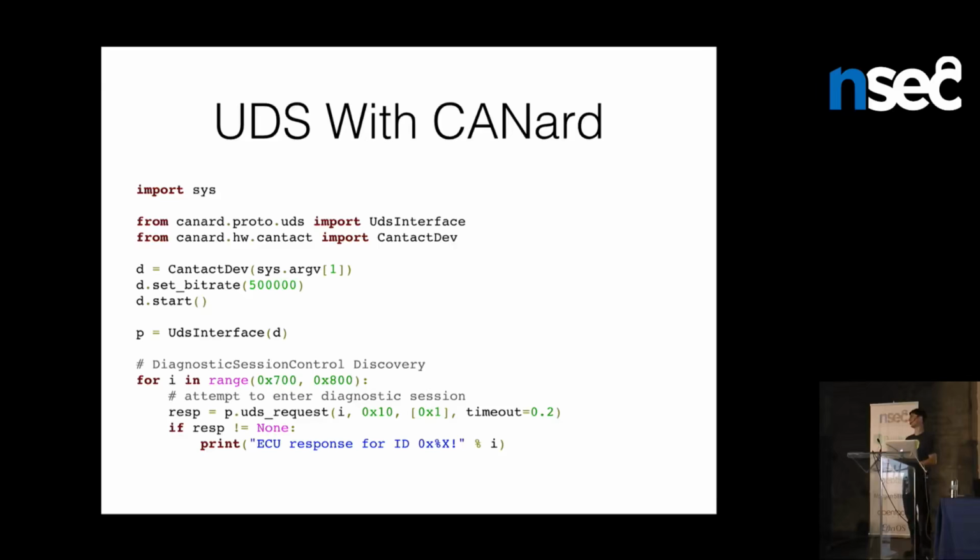We just go through from 0x700 to 0x7FF, which is the last CAN ID. Then for each one, we're going to do a UDS request. This is a little bit of a cryptic part if you haven't seen the spec. Basically, we're going to do a request on the ID that's i. We're requesting service 0x10, which happens to be diagnostic session control.